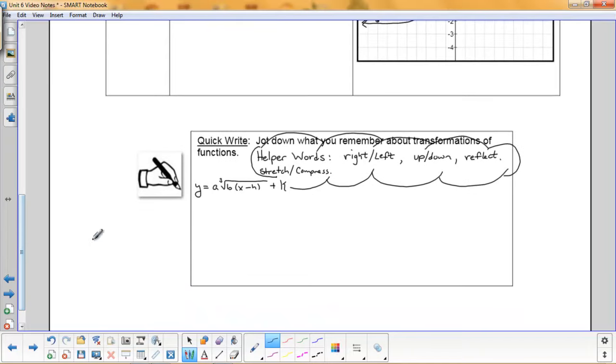I'd like you to complete this quick write, but I went ahead and gave you some starter words to get going with this. Go ahead and utilize the vertex form of the cubic root function to help you get in the right direction. We'll be talking about that tomorrow when you return to class.